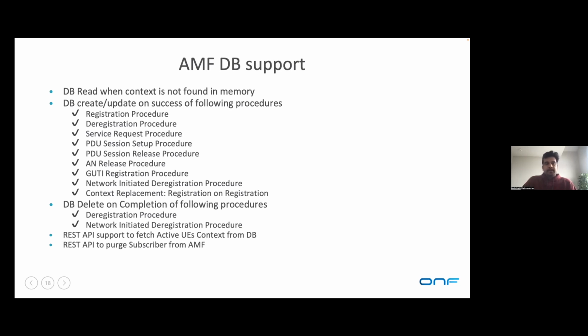To enable testing of the different features of this multi-instance, cloud native AMF, we introduced some APIs which can be used to fetch the active UEs from the DB. And also we can purge the subscribers from AMF. This would help us in testing that if the AMF has purged a user and you send another request to the AMF, it can go and fetch that particular context from the DB. So we can test the whole cloud native and DB fetch feature using that.